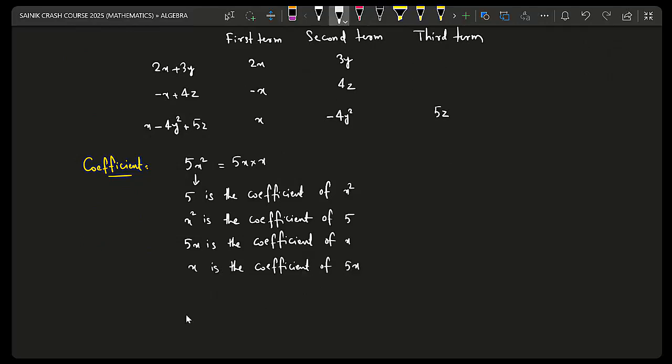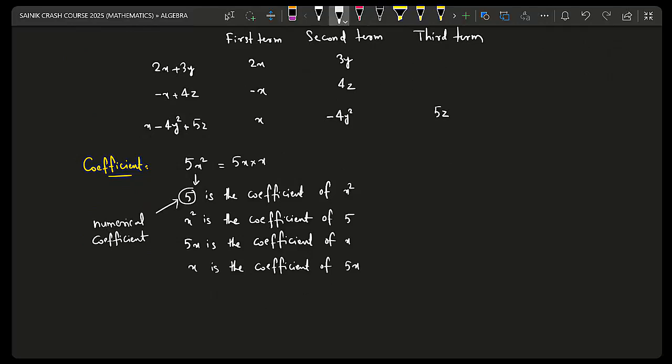Among all the coefficients, this 5 is called the numerical coefficient of x square. Why is it called numerical coefficient? Because it is a number or a constant, but the remaining coefficients have variables. So 5 is called the numerical coefficient of x square, and x square is called the literal coefficient. Numerical coefficient or literal coefficient.